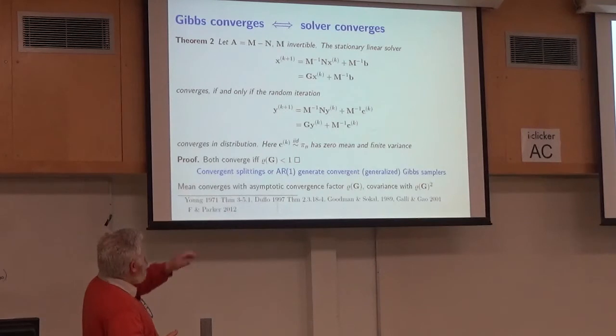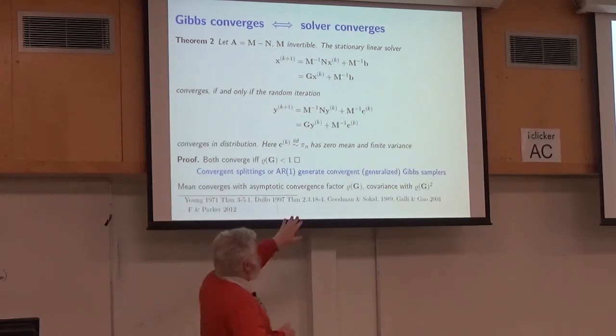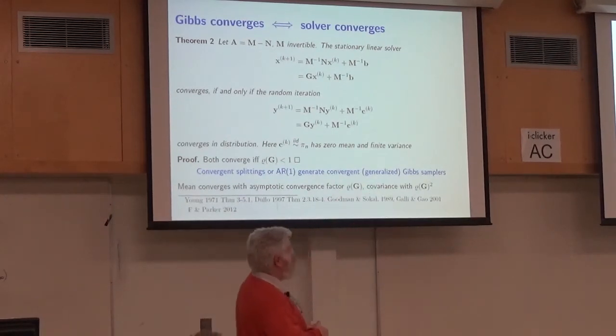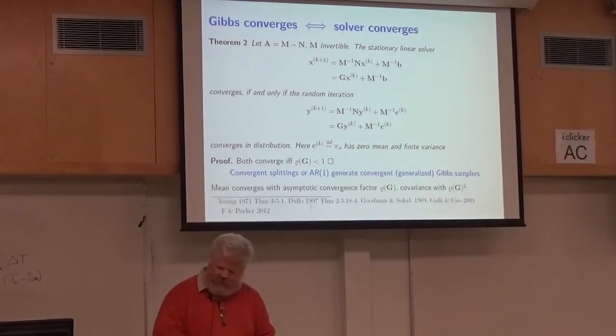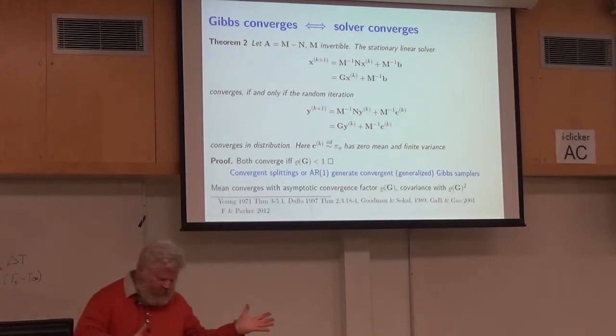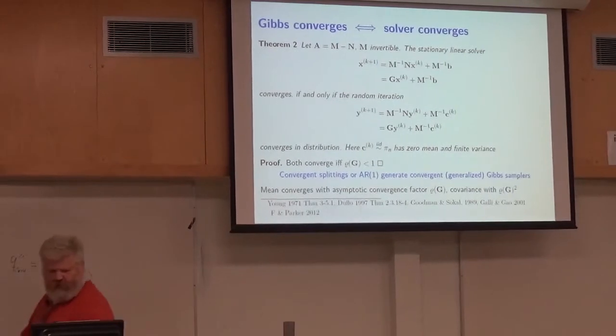So that is to say that convergent splittings, or if you put them in this first order form, autoregressive operators, generate generalizations of the Gibbs sampler. Yeah, so they're really the same thing. Same rates of convergence, same conditions for convergence. One converges in distribution, the other one converges in value, but you know, that's the thing.